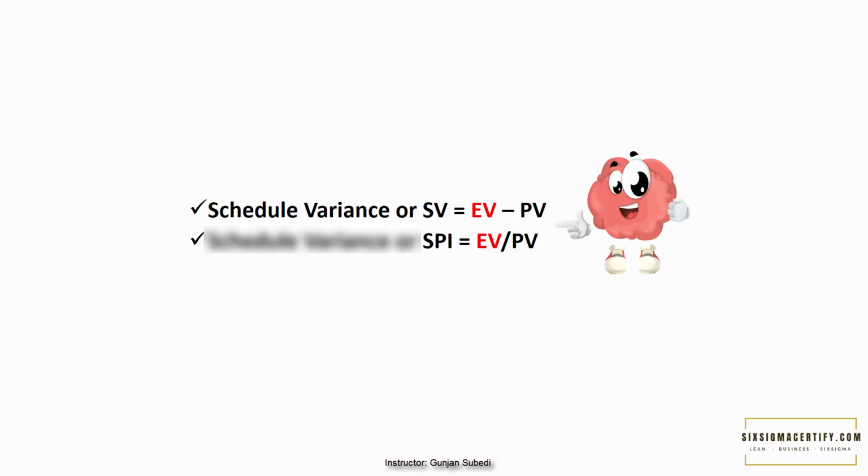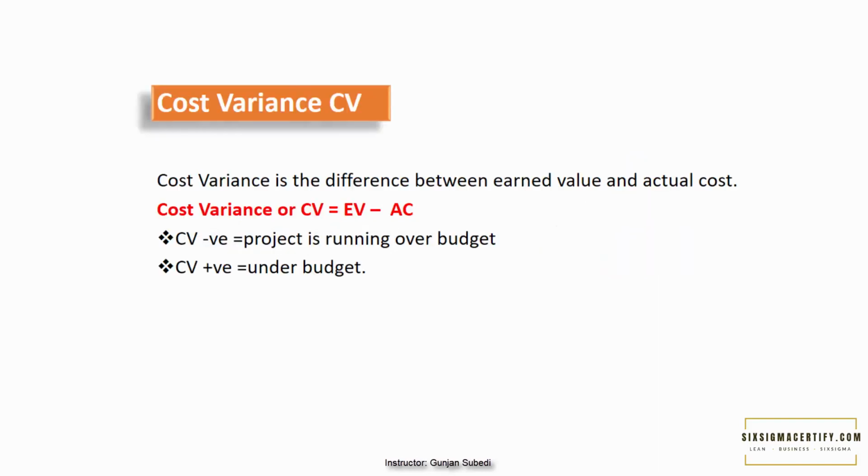Also notice this term EV or earned value always comes first, be it while we subtract to get variance or while we form the ratio to get the performance index. Enough with that. Let's get to another important formula, or I will say similar formula. This formula, the cost variance, is the difference between earned value and actual cost. Cost variance or CV is equal to earned value minus actual cost.